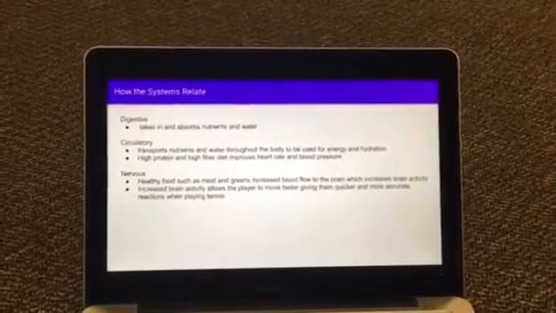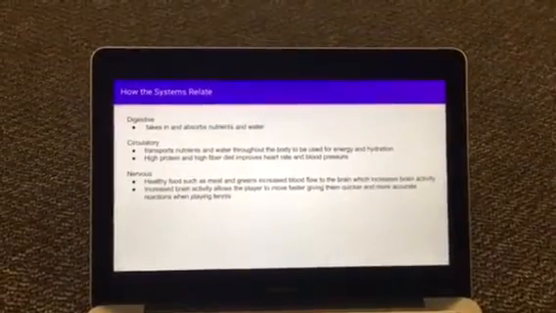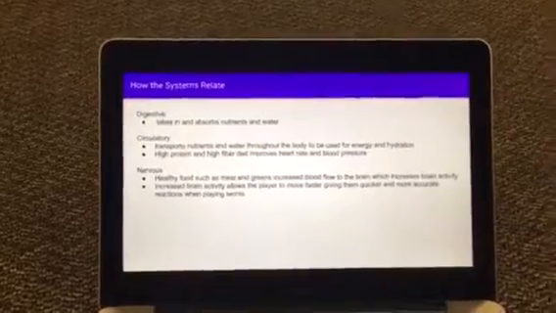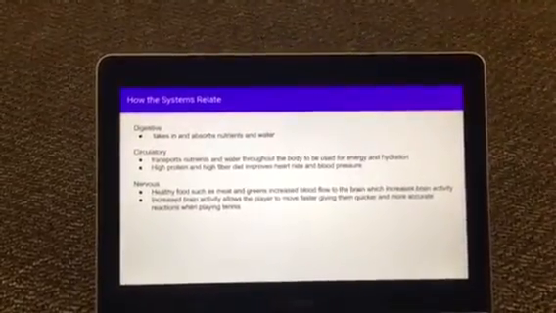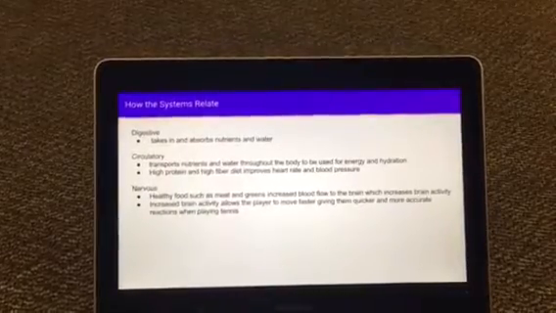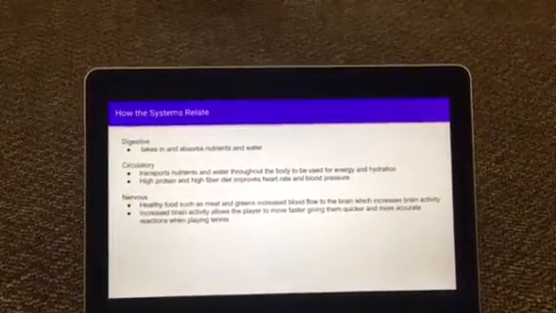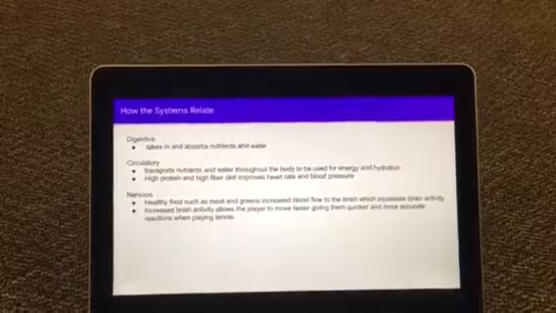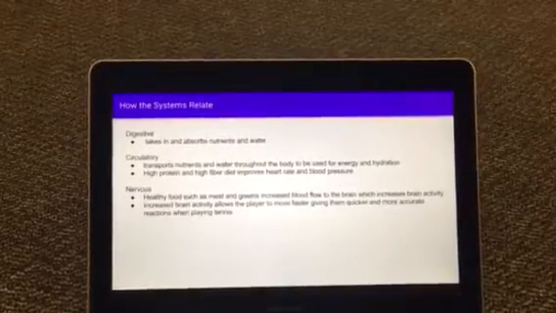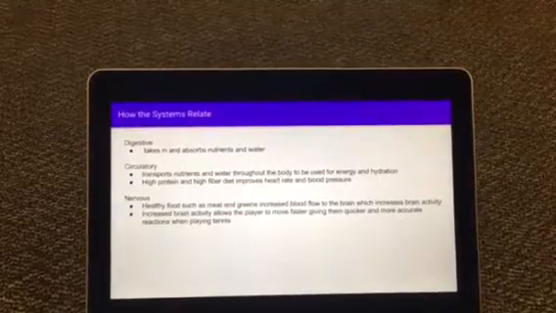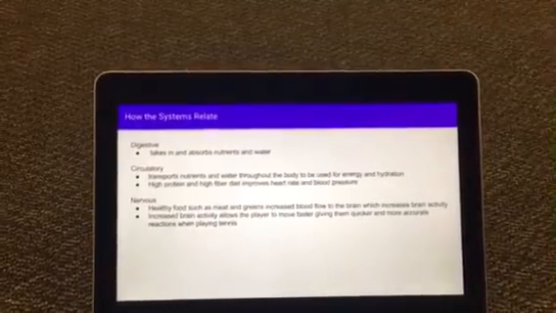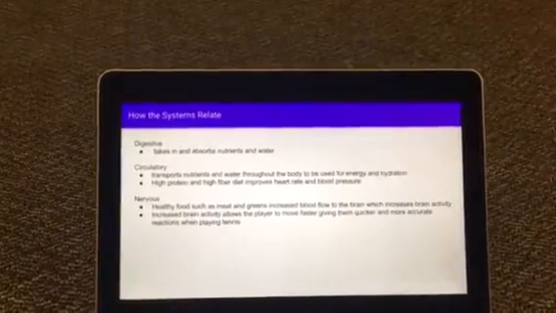So the systems relate. So the digestive system starts off and takes in, absorbs nutrients and water, which is very important to help maintain body levels. These nutrients and water are then applied into the circulatory system, which is then transporting these nutrients and water throughout the body to use for energy and hydration in order to keep the body moving and active. And high protein and high fiber diet improves heart rate and blood pressure as well.